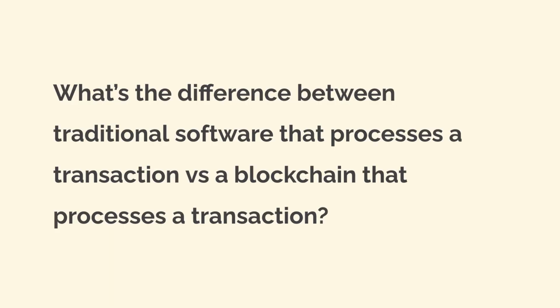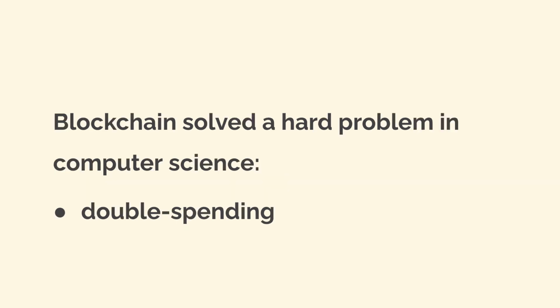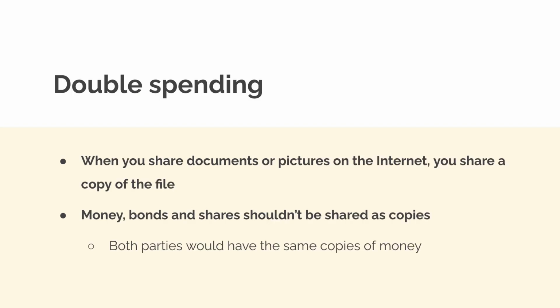You may be thinking, what's the difference between traditional software that can process a transaction versus a blockchain that processes a transaction? Well, the answer is that blockchain solved a hard problem in computer science known as double spending. And that's what makes it different from traditional software. So let's talk about what double spending is.